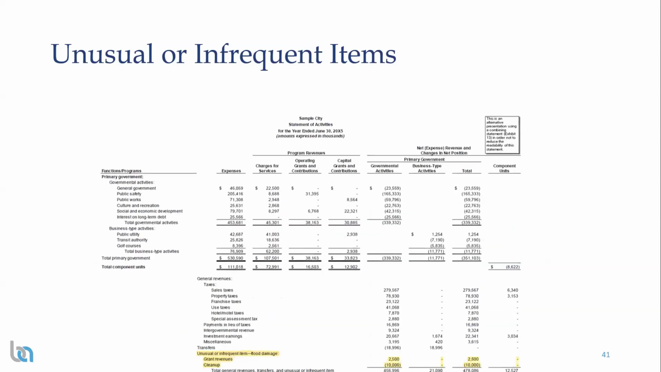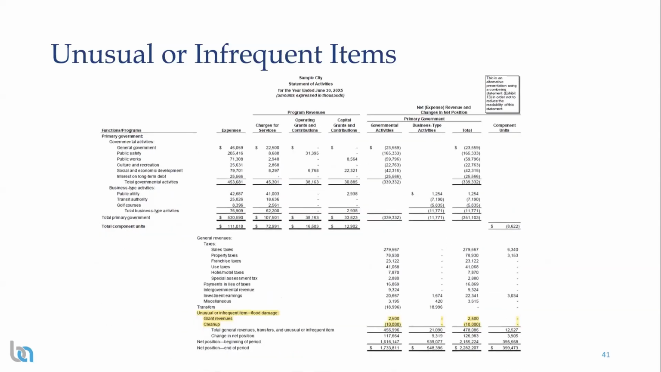So this is how it would look on the government-wide statements. You can see the highlighted items all the way at the bottom, right after transfers, right before the change in net position. This is where unusual and infrequent items would be reflected. This is the same position where extraordinary items and special items also used to be presented. So now, instead of special and extraordinary, you have unusual and infrequent.